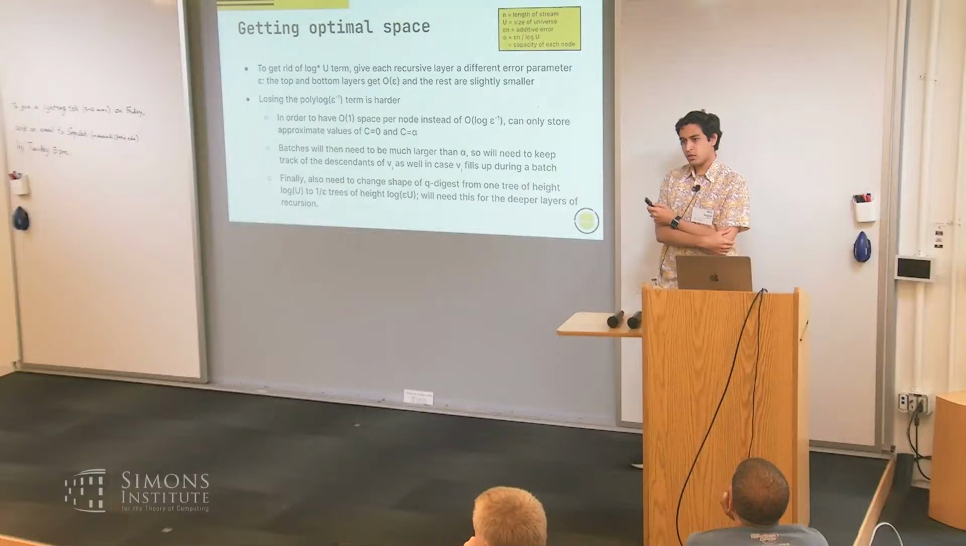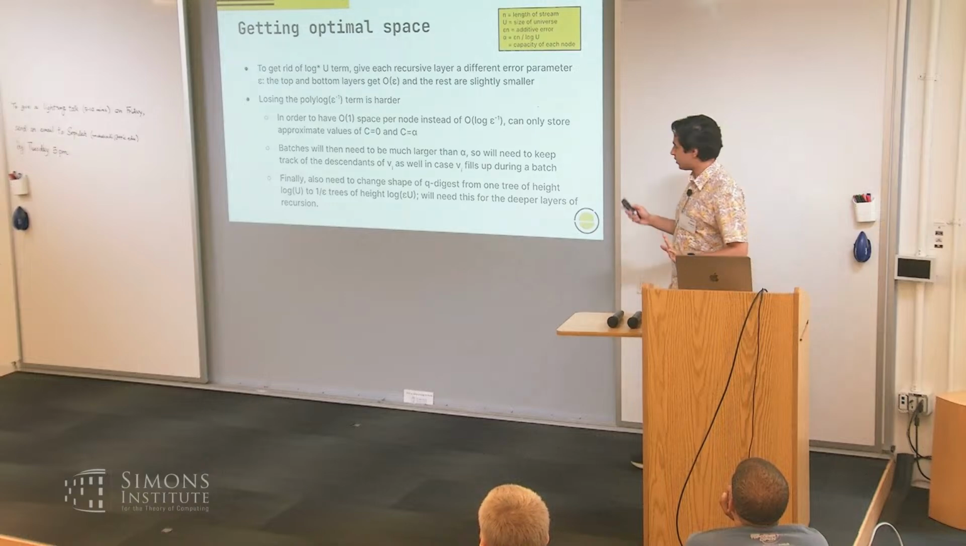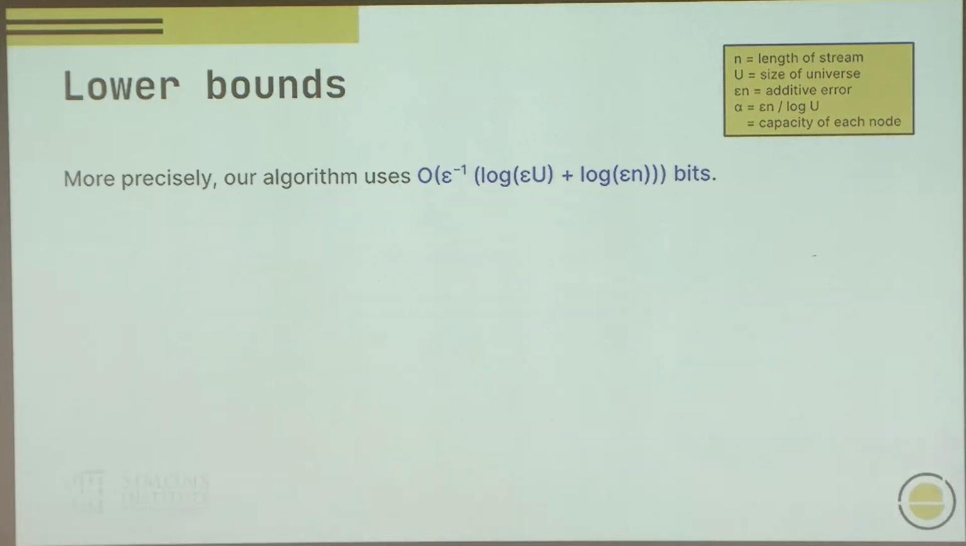Any other questions? Okay, so that's the part about reducing the space all the way down to epsilon inverse. And now finally, I'll just talk briefly about lower bounds. So I've been saying 1 over epsilon words this whole time. If you do the bounding carefully and all that, you'll get epsilon inverse times log epsilon u plus log epsilon n bits.